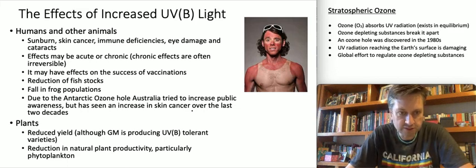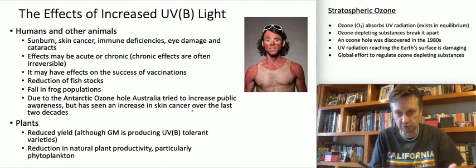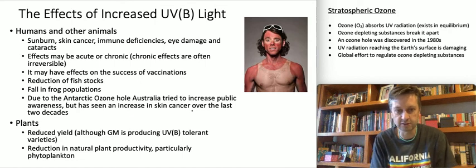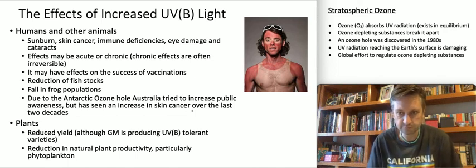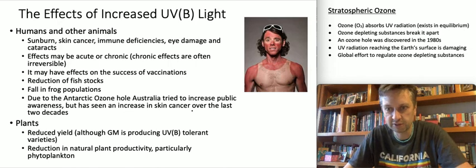Okay, in terms of plants, certain studies have shown that yields of crops have been reduced by being exposed to high levels of ultraviolet radiation. But there are programs in operation to try to look for genetically modified crops that can survive that.